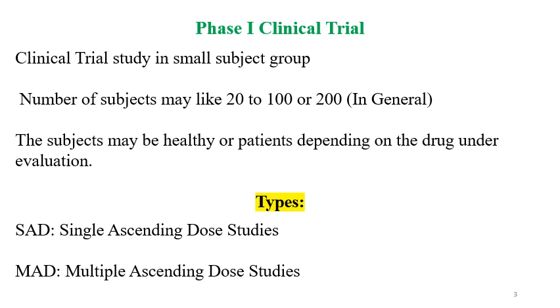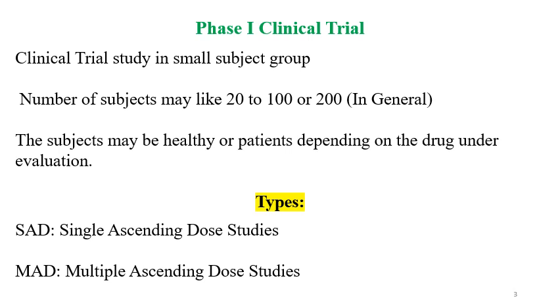As I have mentioned that phase 1 clinical trials are done in the small subjects or small number of people. Generally the number of subjects may be like 20 to 100 or 200. In general, around 100 subjects are taken into phase 1 clinical trial.